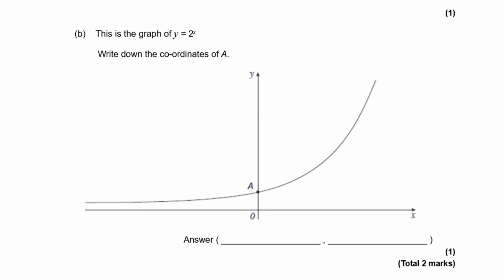B, this is the graph of y equals 2 to the power of x, it's an exponential curve. Write down the coordinates of A. A is the point of intersection, it's always the same point, it's always 0, 1. I already know what that is, 0, 1, always passes through 0, 1.